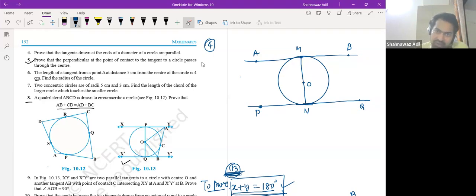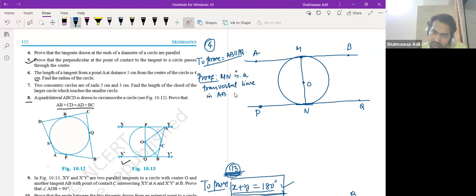So we have to prove that AB is parallel to PQ. And we know that M and N are points of contact. ON is radius, PQ is tangent. So MN is a transversal line to AB and PQ.